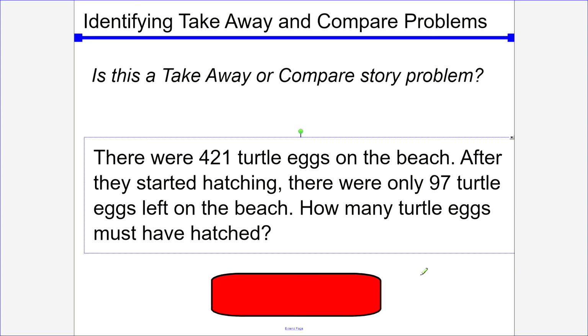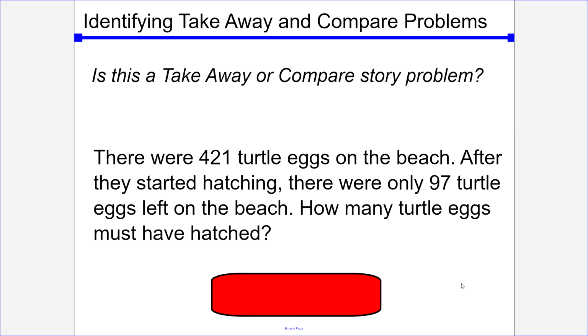Here's our last problem that we're going to identify together today. There were 421 turtle eggs on the beach. After they started hatching, there were only 97 turtle eggs left on the beach. How many turtle eggs must have hatched?